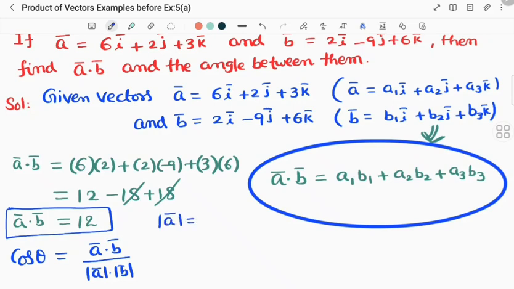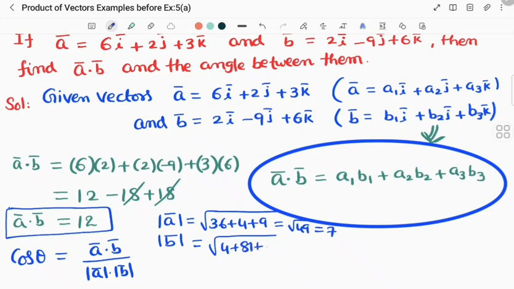So mod A bar, the magnitude of vectors, we already discussed in the previous videos. If A bar equal to A1i plus A2j plus A3k, then mod A bar is root over A1 square plus A2 square plus A3 square. So according to that we can write it as 6 square plus 2 square plus 3 square, that is 36 plus 4 plus 9, so root 49, which is equal to 7. Similarly, mod B bar equal to 2 square, that means 4, plus minus 9 whole square is 81, plus 6 square 36. So 36 plus 4 is 40, 40 plus 81 is 121. So root 121 means what? 11.